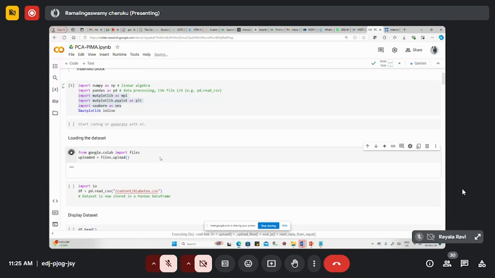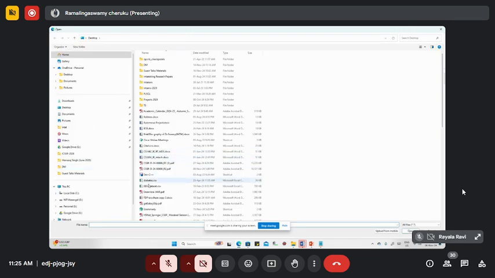Next, I am loading the data set into my Google Drive. The same one I used yesterday, the diabetes.csv.